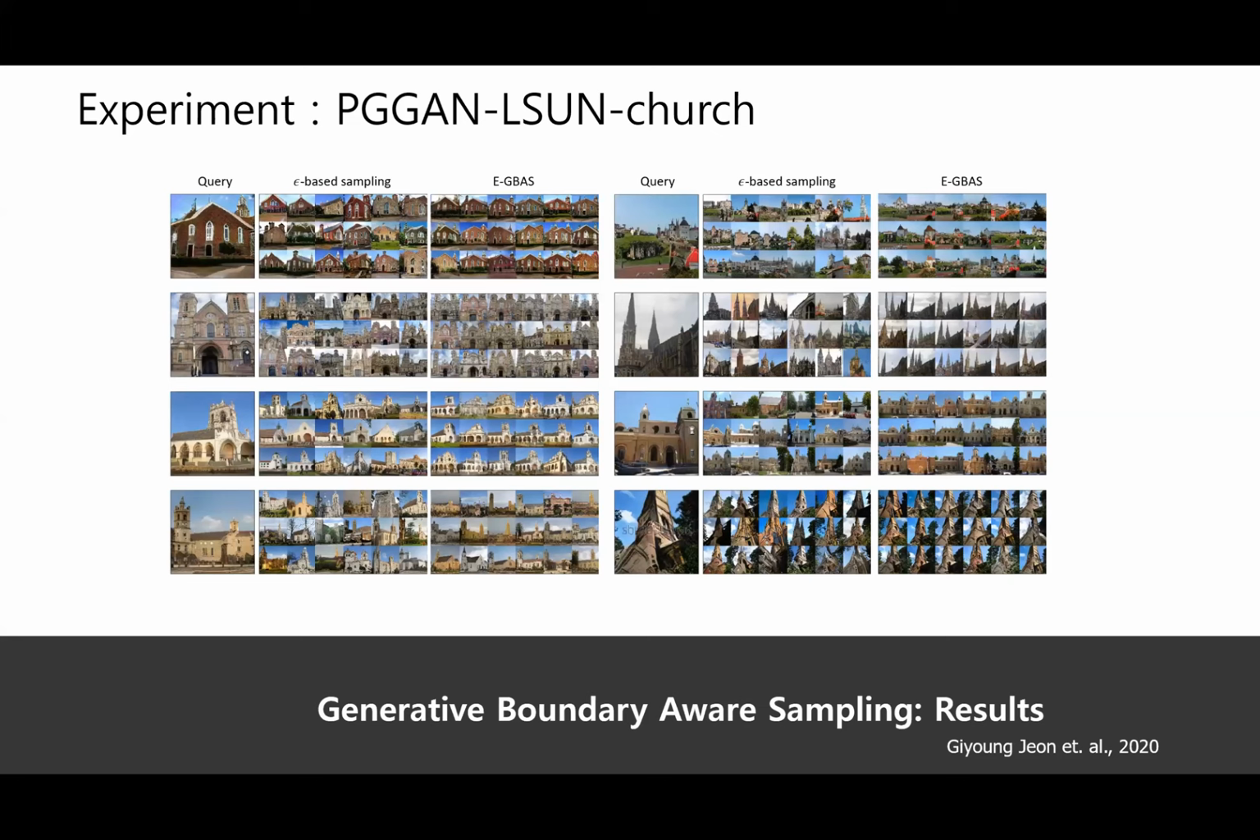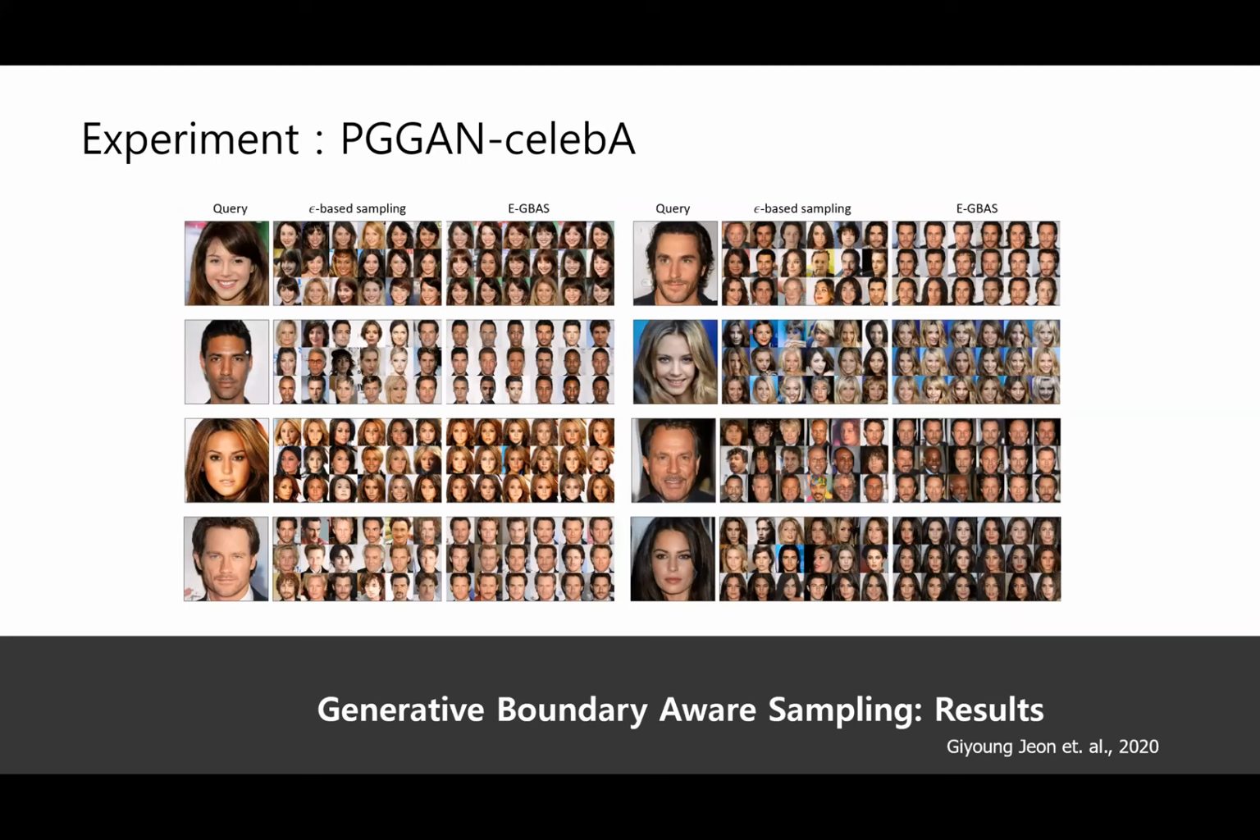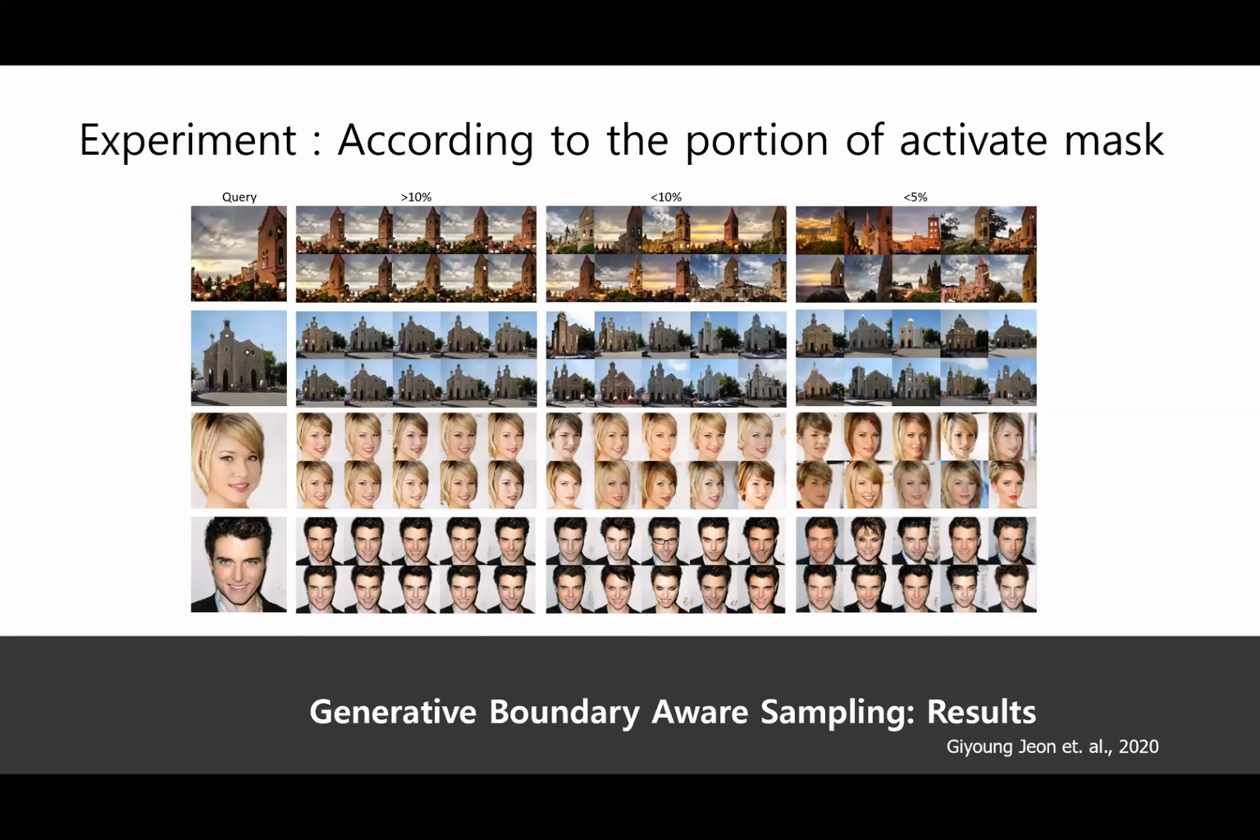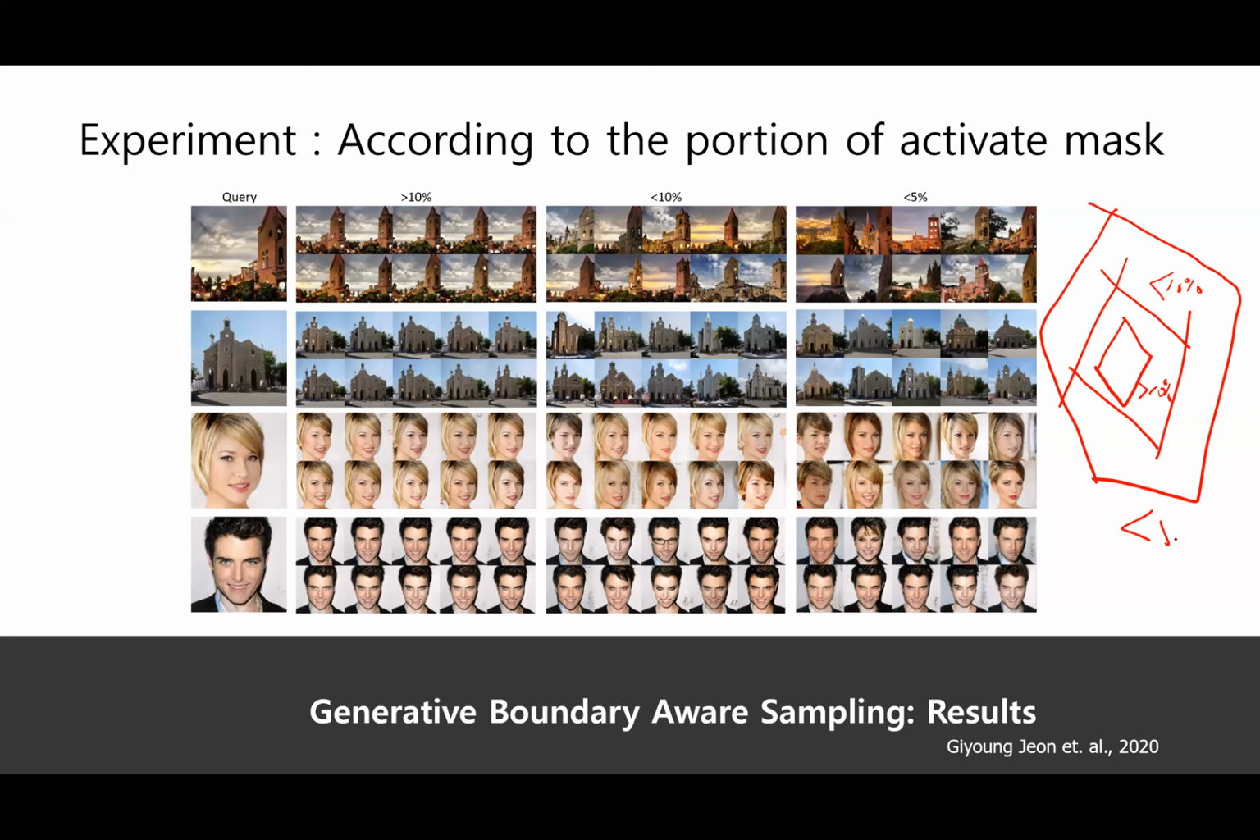And the PatchGAN, and the celebrity image, and so on. One more important thing is that when we change the ratio of the generative boundary, we can see the variation, how much the image is generating. What I'm saying is, suppose this is the original generative region, and suppose this is the region that we have, say more than 10%, less than 10%, and less than 5% of the generative region. We are interested in which images are generated in these boundaries A, B, C. So we analyze A, B, C.